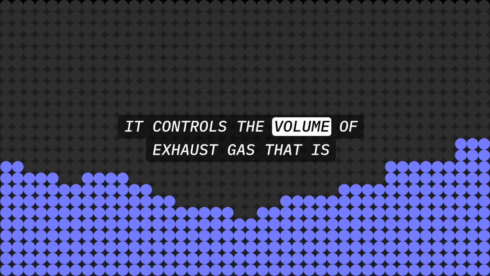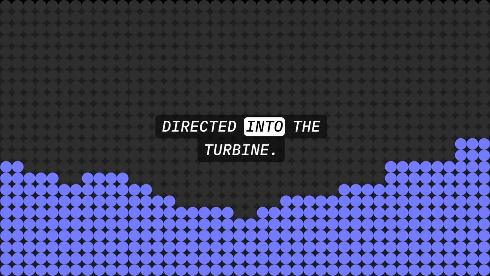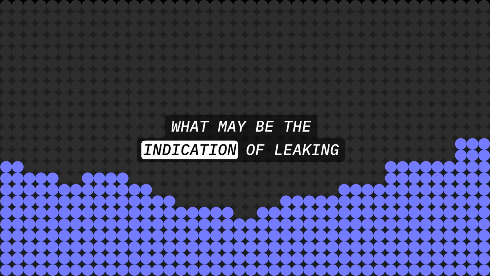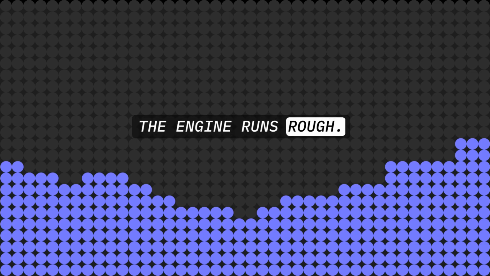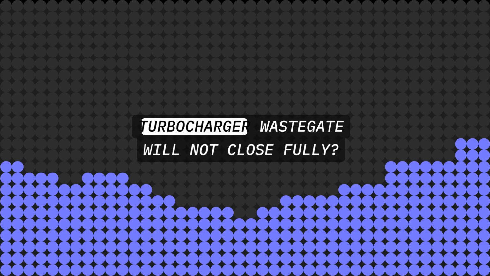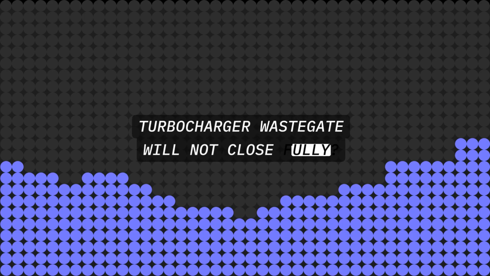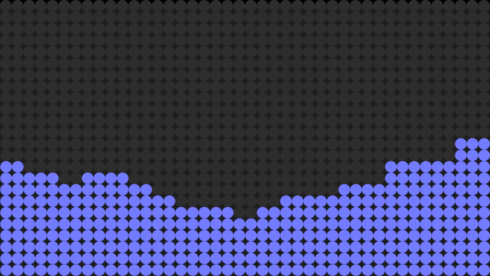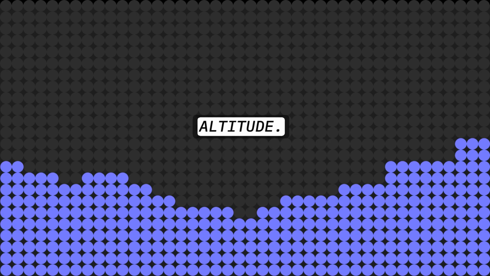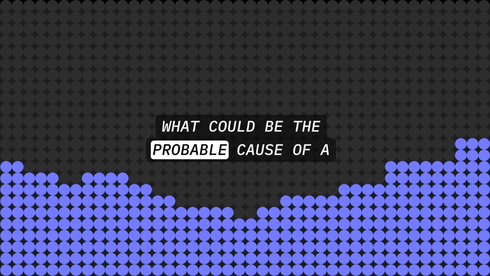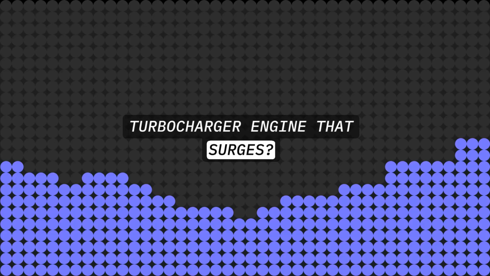It controls the volume of exhaust gas that is directed into the turbine. What may be the indication of leaking intake pipes? The engine runs rough. What may be the indication if a turbocharger wastegate will not close fully? The aircraft may not be able to reach critical altitude. What could be the probable cause of a turbocharger engine that surges?